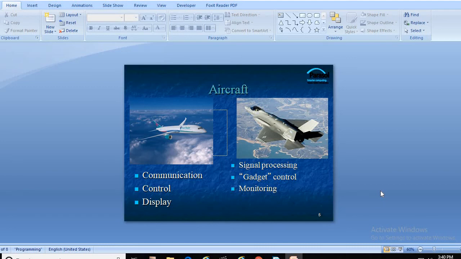As we have discussed, another example is the aircraft. Aircraft must have very reliable communication. They must have some very powerful control. As we have heard many times, the plane has more than one engine. If one engine fails, the second engine must be up instantaneously.